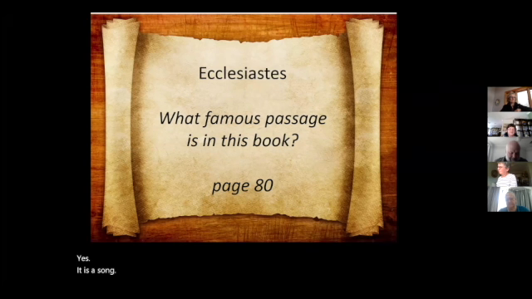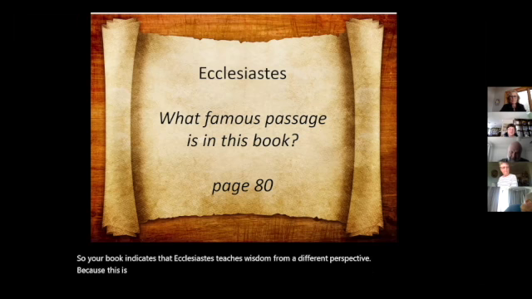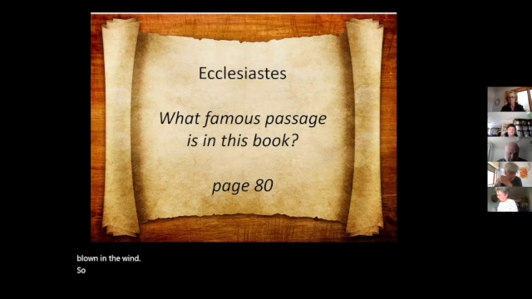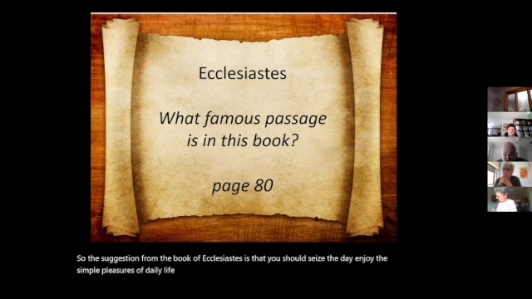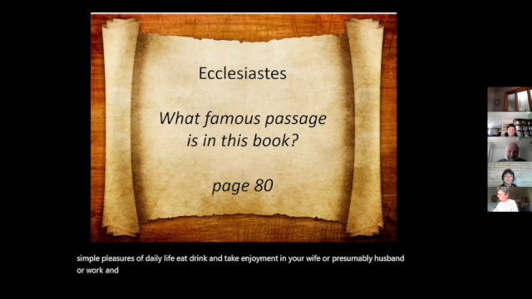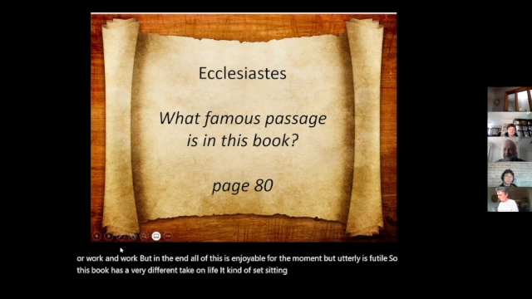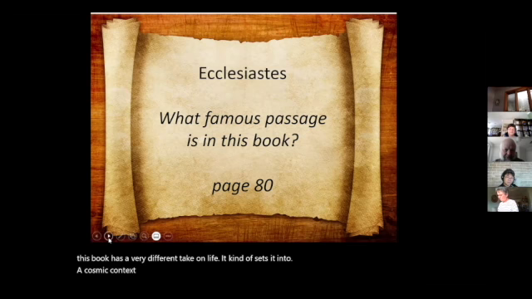So your book indicates that Ecclesiastes teaches wisdom from a different perspective, because this is the book that talks about everything being vain, futile, empty, meaningless, just blown in the wind. So the suggestion from the book of Ecclesiastes is that you should seize the day, enjoy the simple pleasures of daily life, eat, drink, and take enjoyment in your wife, or presumably husband, or work. But in the end, all of this is enjoyable for the moment, but utterly futile. So this book has a very different take on life. It kind of sets it into a cosmic context of insignificance and indeed futility.